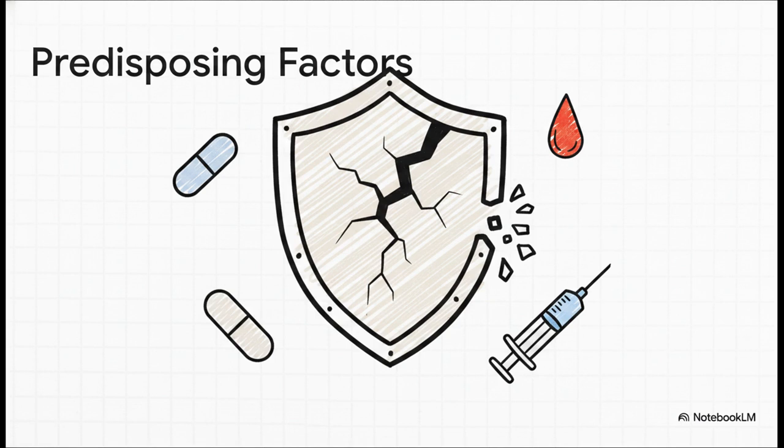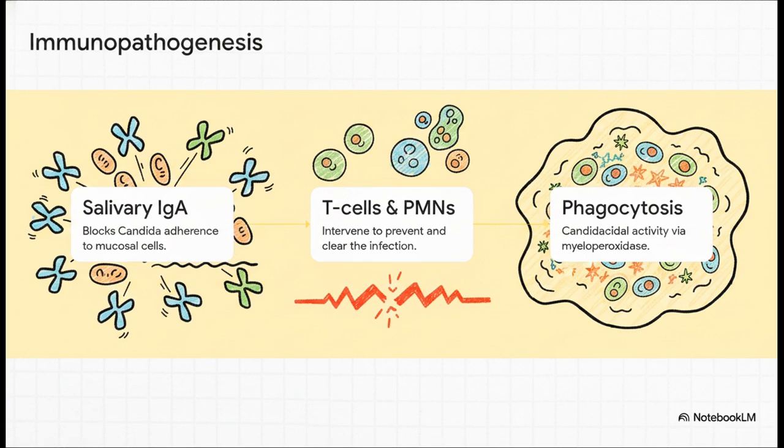You need to explain why the infection takes hold in the first place, and this targeted list is exactly how you do it. Now let's break down the immunopathogenesis sequentially. Under normal conditions, your salivary IgA blocks Candida from adhering to mucosal cells. If the fungus somehow gets past that, T cells and neutrophils step in. Following fungal penetration, these cells use phagocytic and candidacidal activities involving myeloperoxidase to clear things up. But the critical takeaway here, when a patient has those predisposition factors we just talked about, this entire defensive sequence, from the IgA to the T cells to the phagocytosis, just completely breaks down.